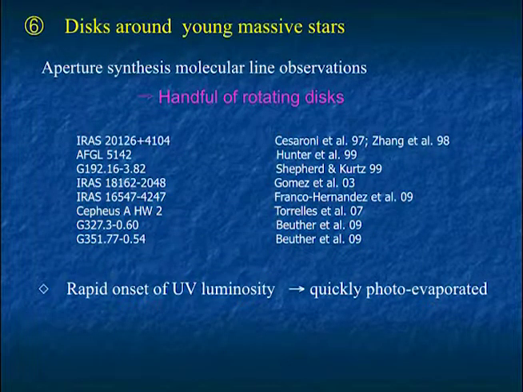Okay, what about disks around massive stars? Remember, I'm telling you what we know by now. Well, spectroscopic observations of molecular lines show only a handful of rotating disks, a handful of extended rotating structures. And these are the sources that are known. So there are very few. Perhaps it's because when the protostar reaches B0 masses, the UV luminosity quickly photoevaporates the gas, and then they photoevaporate the disk. They get rid of the disk.